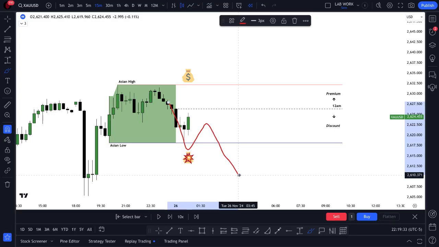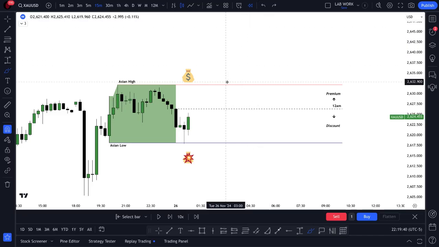Now, of course, in this example, in this video, we're talking about going into the day as a buyer and how you should approach it utilizing the Asian session range. If you ever get an opportunity where price drops below the Asian session range, you should be looking for longs.